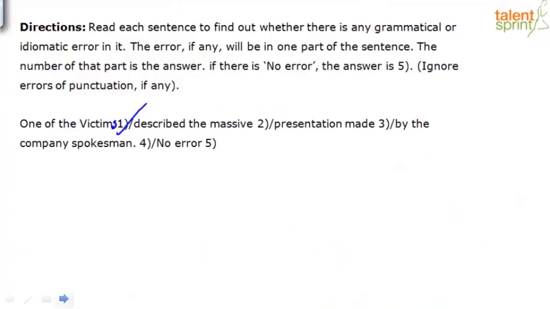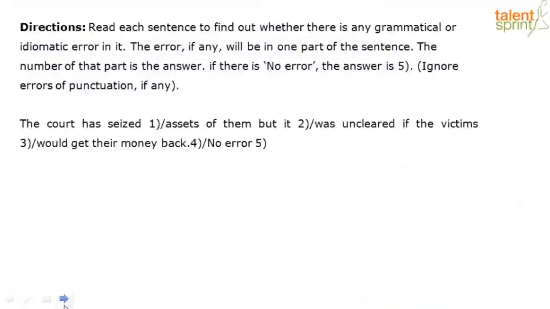One of many victims. The court has seized assets of them, but it was uncleared if the victims would get their money back. This also is an easy one. It was, I need an adjective describing the situation. So the situation was unclear. So wrong verb form here. So the error is in part 3. Make the change, move on.